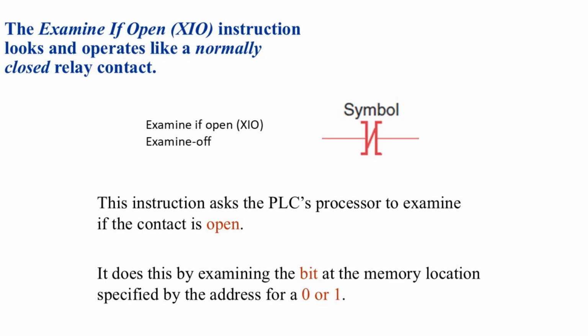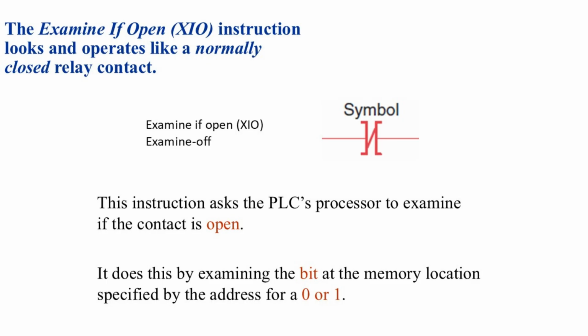The examine if open, or XIO, instruction is essentially the opposite of the XIC. It acts like a normally closed relay contact, allowing logic to pass when its associated bit is 0. The processor examines the bit at the specified address. If the bit is 0, the instruction is true. If it's 1, it's false.